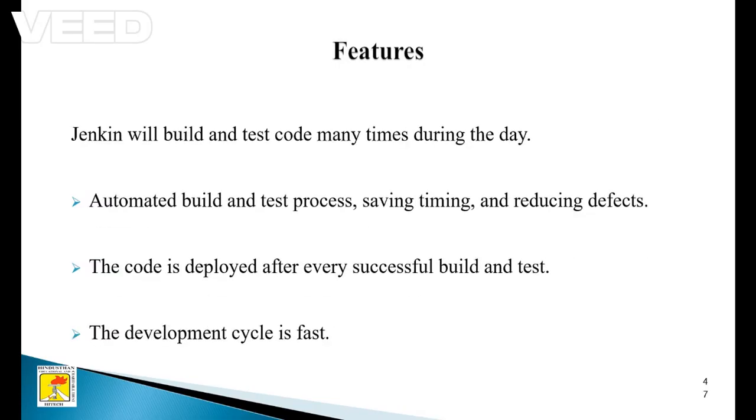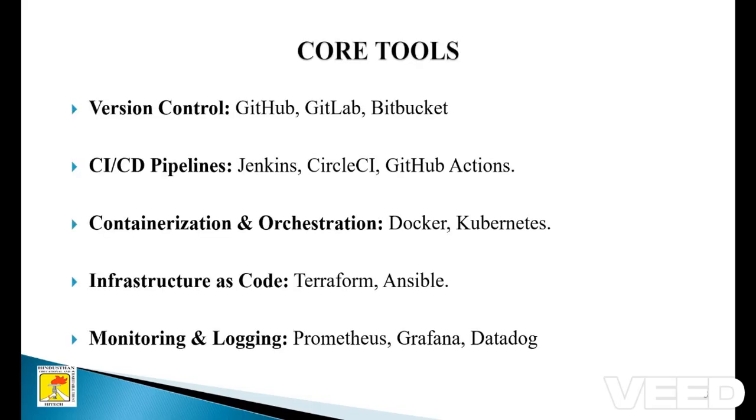And features of the Jenkins. Jenkins will build and test the code many times during the day. It automatically builds and tests the process, saves time, and reduces the defects. Then the code is deployed after every successful stage. The development process is very fast. These are the core tools of the Jenkins.